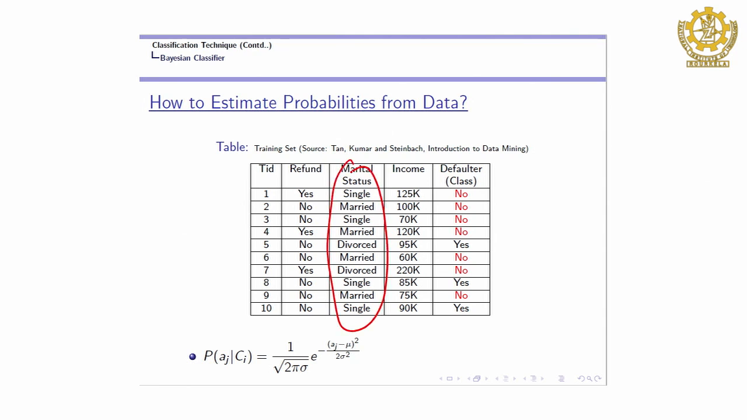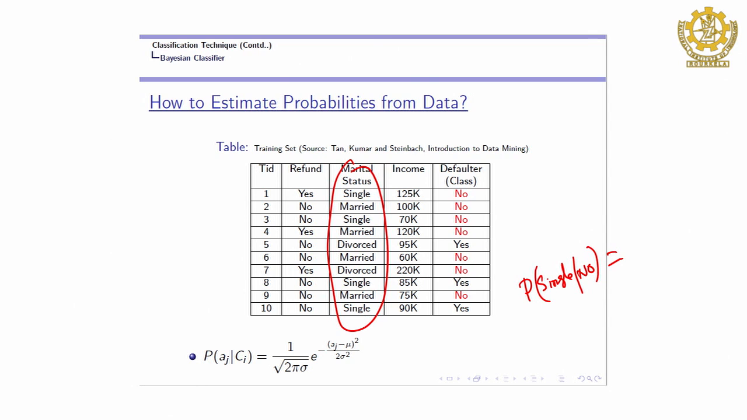So, this is marital status. Marital status is a categorical attribute, right? How many values are there? There are 3 values. Now what you do is find the probability of, let us say, single, given class is no.